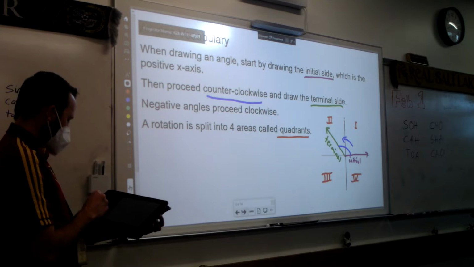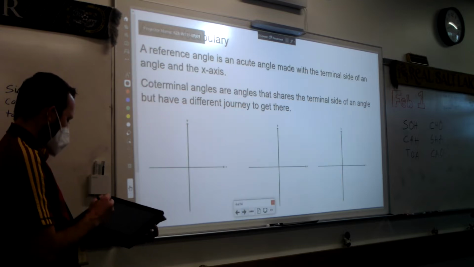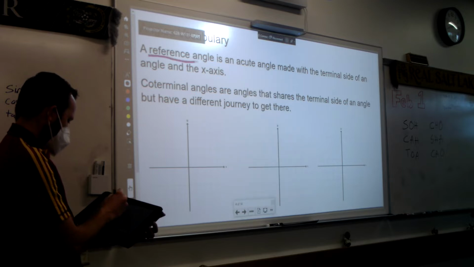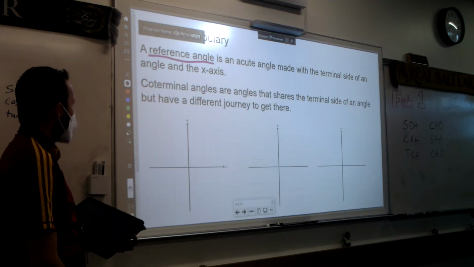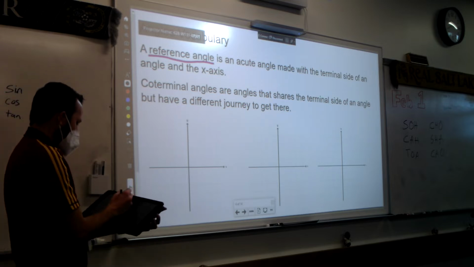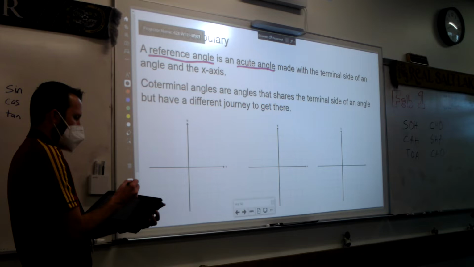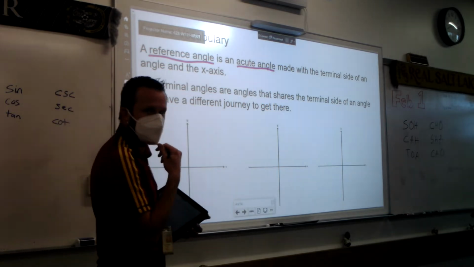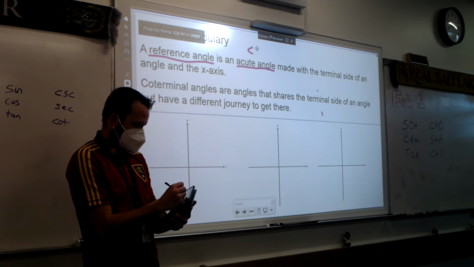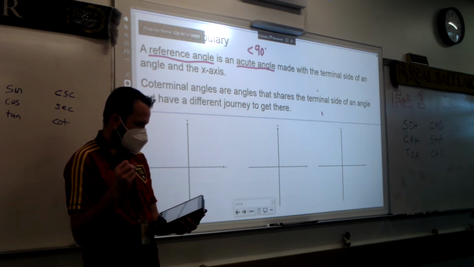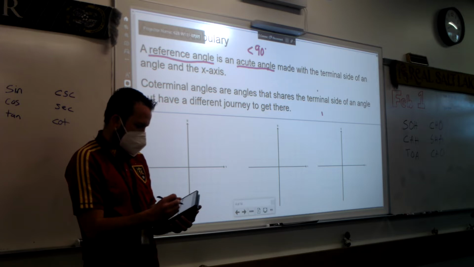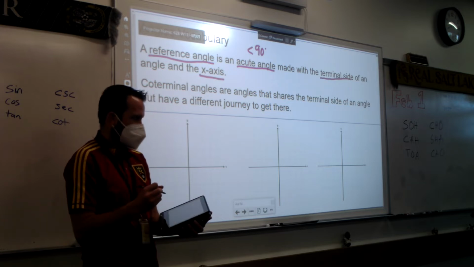There are 2 types of angles that we need to know about. One is called a reference angle, and the other one is called a coterminal angle. Let's start with talking about a reference angle. A reference angle is an acute angle. Who can tell me what acute means? Less than 90 degrees. Okay, so we're looking at an angle that's less than 90 degrees, and it's going to be made with the terminal side and the x-axis.